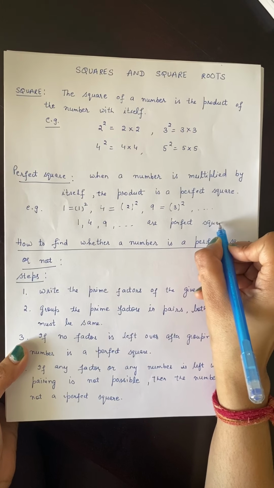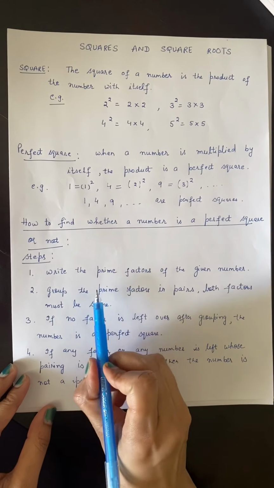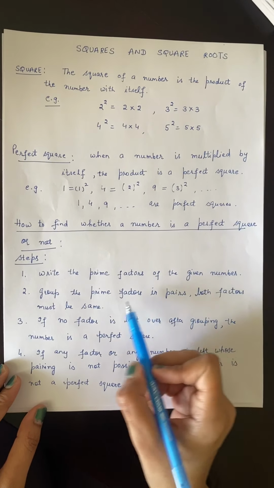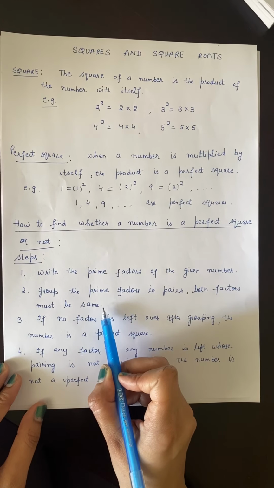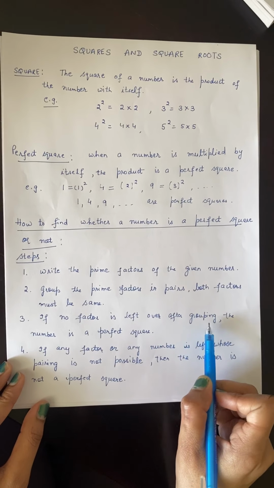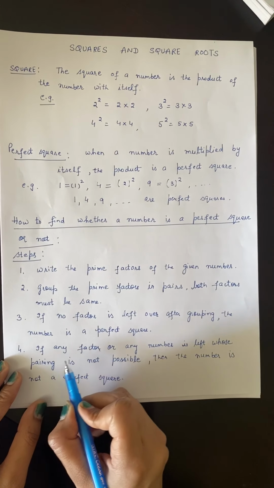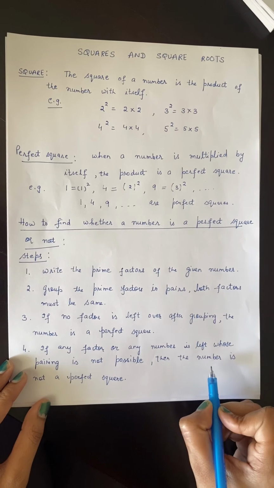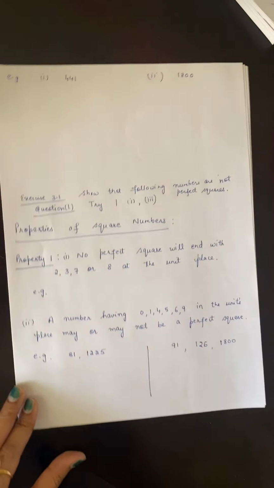Now, in order to find perfect squares, we have a few steps. The first step is to write the prime factors of the given number. Second step, group the prime factors in pairs. Both factors must be the same. Third step, if no factor is left over after grouping, the number is a perfect square. And fourth step, if any factor is left whose pairing is not possible, then the number is not a perfect square. Let us take an example for this.